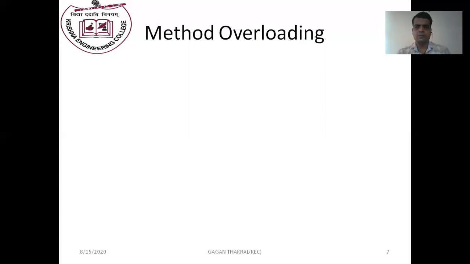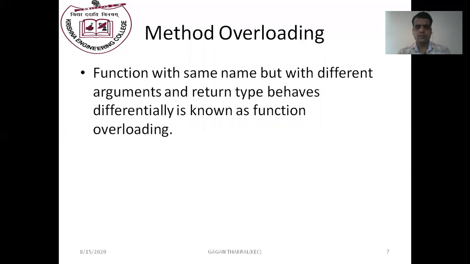The first example of compile time polymorphism is method overloading. When functions with the same name behave differently with different arguments or different return types in a single program, it is known as function overloading. In other words, the function name is the same but the return type or arguments differ, and they behave differently in a single program. Then it is known as method overloading or function overloading.